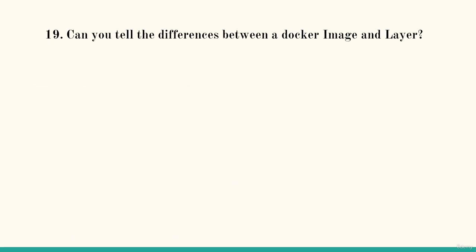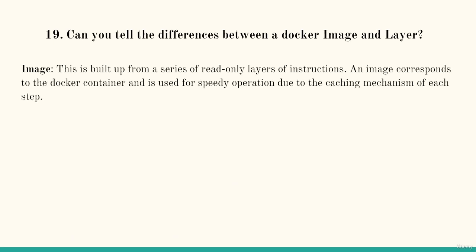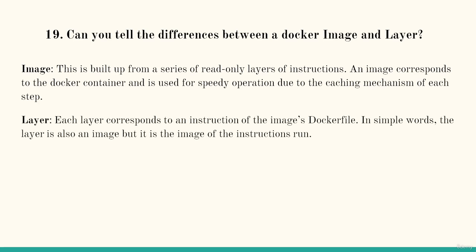Can you tell the differences between a Docker image and a layer? The Docker image is built up from a series of read-only layers of instructions. An image corresponds to the Docker container and it is used for speedy operation due to the caching mechanism of each step. On the other hand, each layer corresponds to an instruction of the image Dockerfile. In simple words, the layer is also an image, but it is the image of the instructions run.